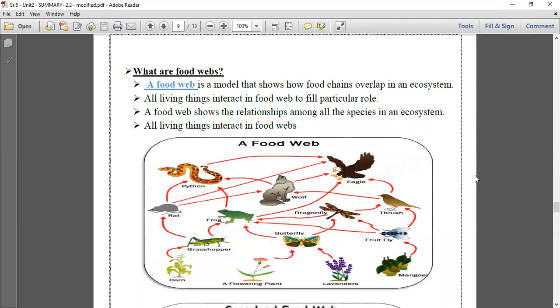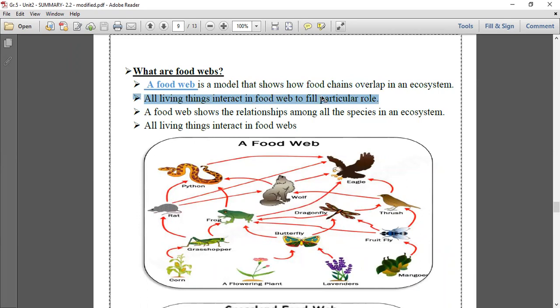What if we have more than one or two food chains that have links in common? They are called a food web. So a food web is a model that shows how food chains overlap or interact in an ecosystem. What are the common links between different food chains? This is the food web.